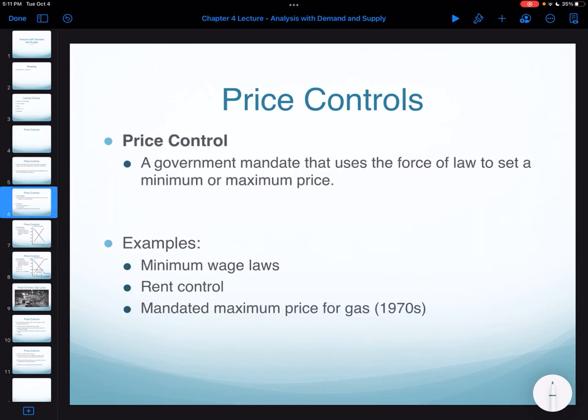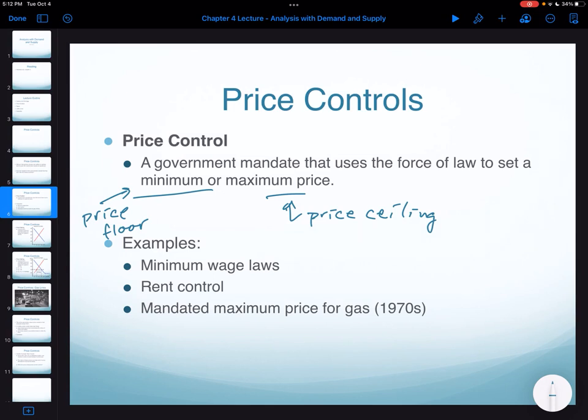All right, so what is a price control? A price control is when the government uses a regulation, force of law, somehow passes some law or regulation that sets a maximum or a minimum price, okay? All right, so a minimum price, this is what we call a price floor. And a maximum price, this is what we call a price ceiling. Okay? So it seems straightforward enough. Minimum is a floor, which makes sense. And a maximum price is a price ceiling. Okay?